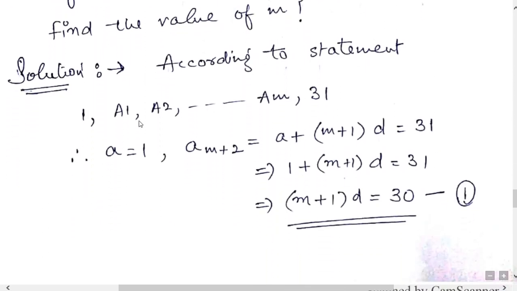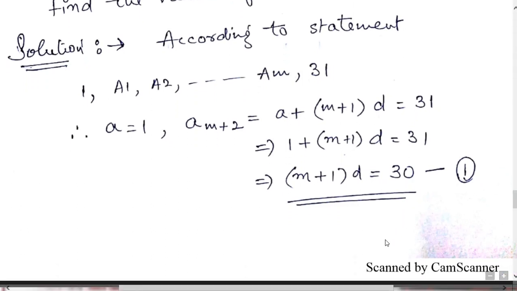Now, according to the statement, you can insert m values because m plus 2 items are there. If a is equal to 1, a(m+2) can be written as a plus (m plus 1) into d is equal to 31. From this, you can obtain one equation. Because d is unknown to you and m is also unknown to you, you can find this equation from this statement. (m plus 1) into d is equal to 30.